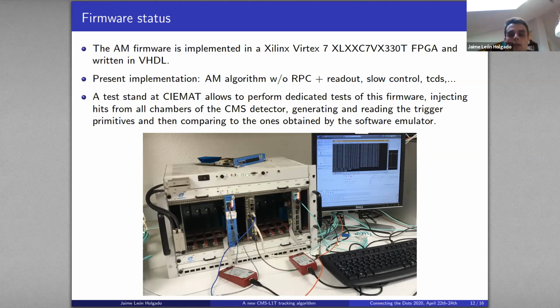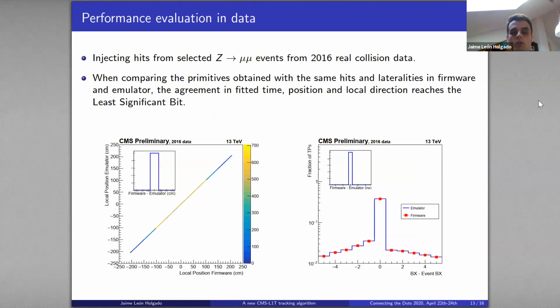What we do is we inject the hits from all the chambers of the CMS detector, and then we generate and read the trigger primitives, and we compare them to the ones that we obtain with the same hits by the software emulator. So here in both plots, we are injecting hits from selected single muon events that were taken in 2016, so they are from real collision data. When we compare the primitives that are obtained both in firmware and emulator with the same hits and lateralities, we reach an agreement in fitted time, position, and local direction down to the least significant bit.